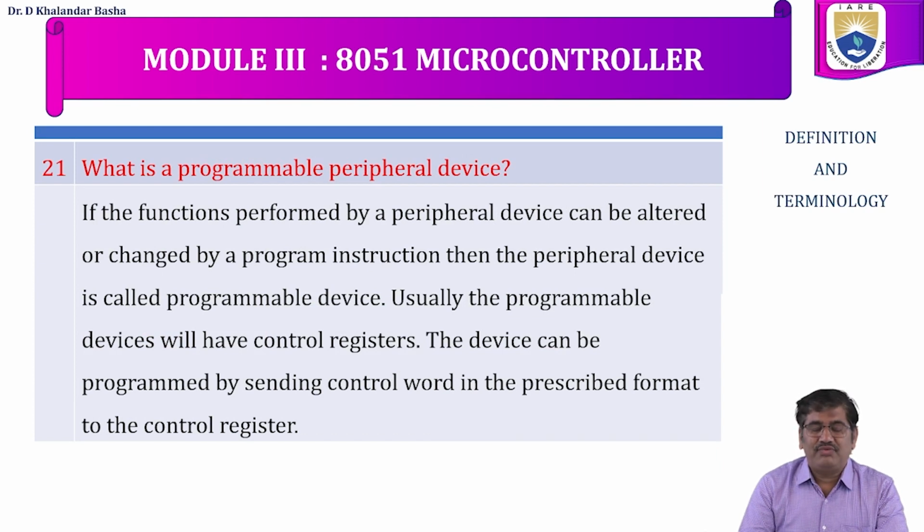What is a programmable peripheral device? If the function performed by a peripheral device can be altered or changed by a program instruction, then the peripheral device is called a programmable device. Usually, programmable devices have control registers. The devices can be programmed by sending the control word in the prescribed format to the control registers.